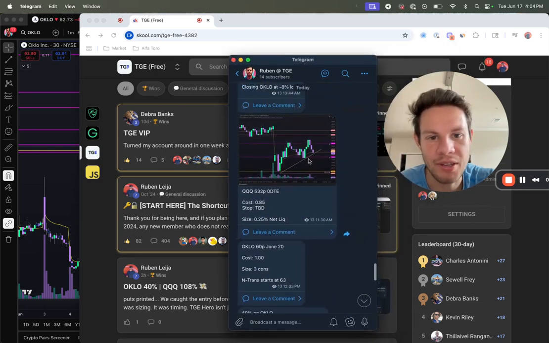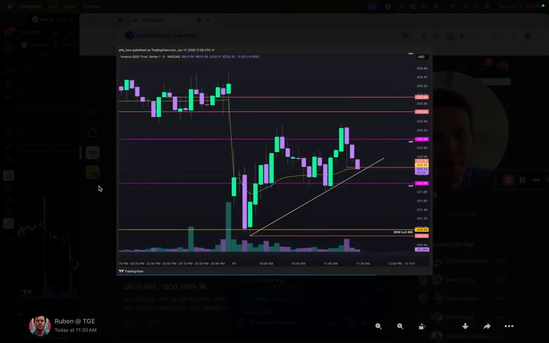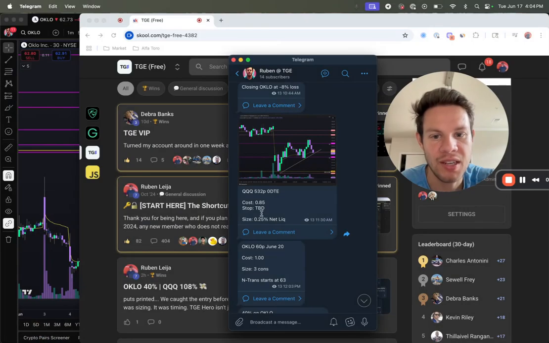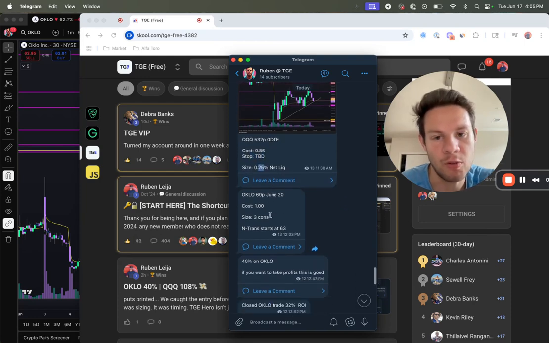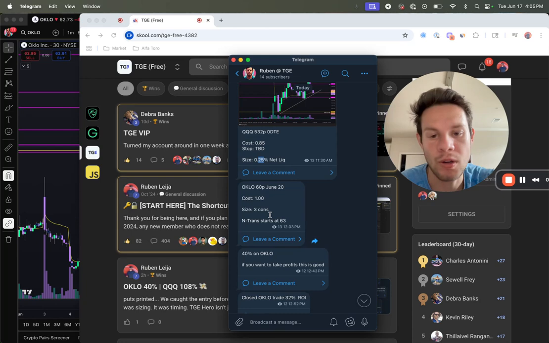We captured QQQ. I like the QQQ trade right here. This was good. It was looking really good. So we called it out at 532, 0 DTE. The stop, I wasn't sure yet because it was 0 DTE. So we sized down, so that's really important. Always remember to size them properly according to expiration day.